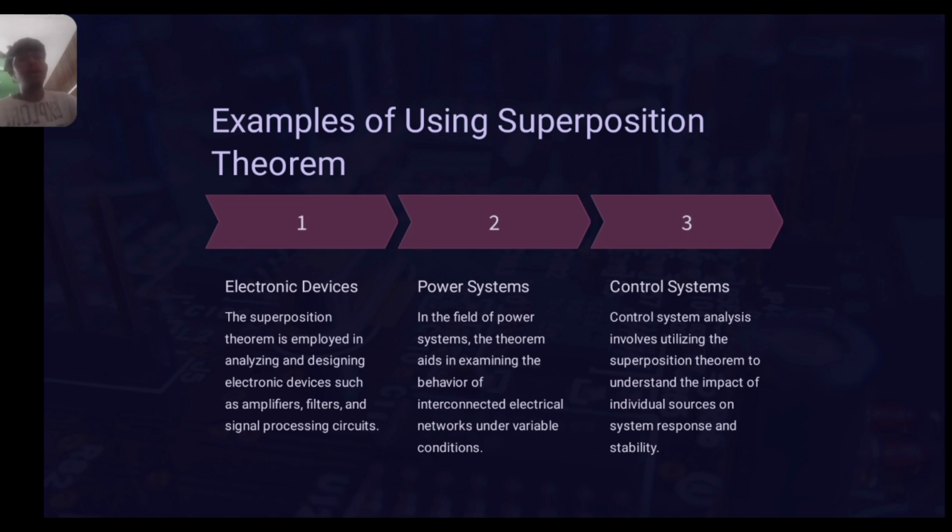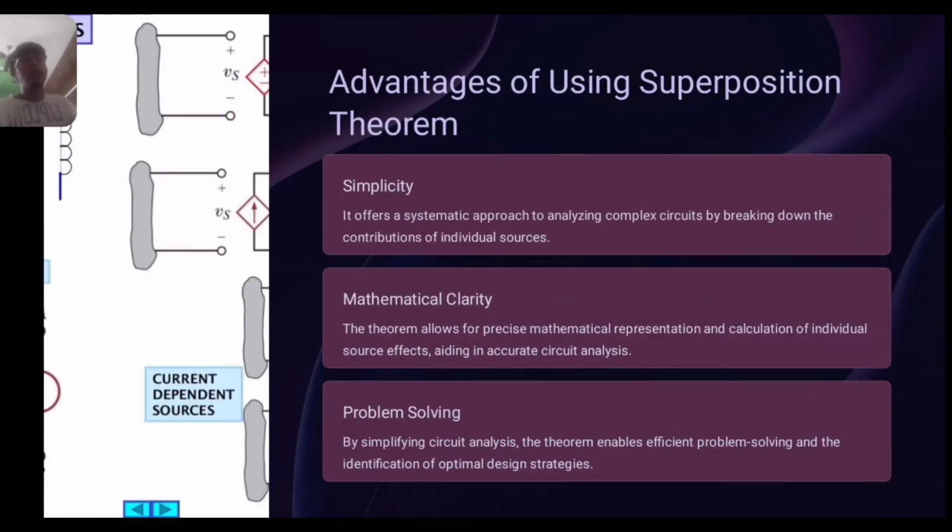Let's move on to the advantages of using the superposition theorem. What are the advantages? Simplicity: it offers a systematic approach to analyze complex circuits by breaking down the contributions of individual sources. Mathematical clarity: the theorem allows for a precise mathematical representation and calculation of individual source effects, aiding accurate circuit analysis. Then, problem solving.